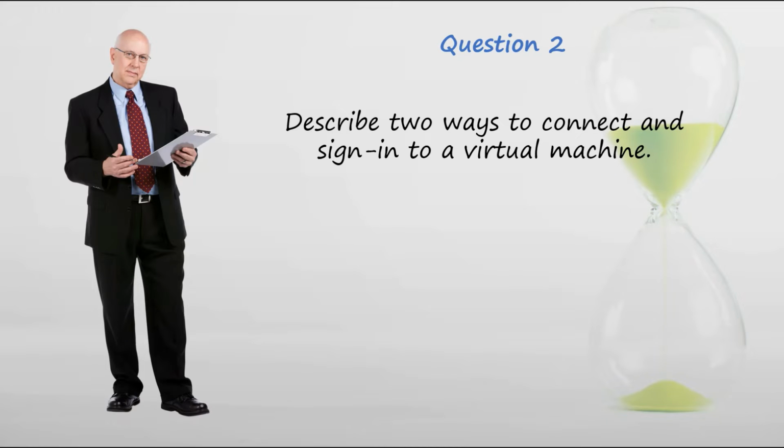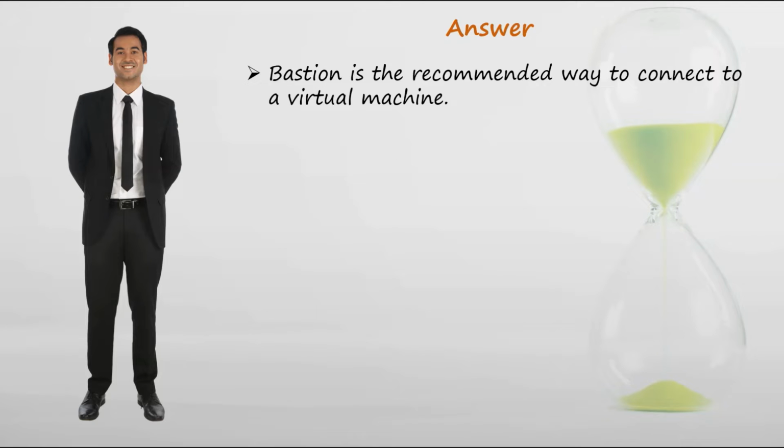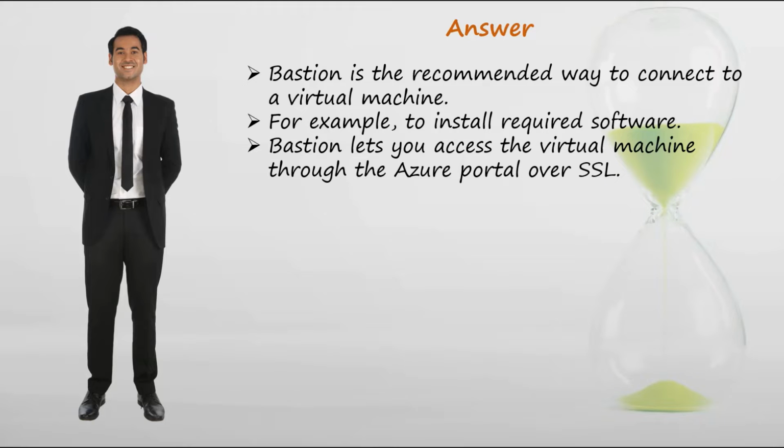Describe 2 ways to connect and sign into a virtual machine. Bastion is the recommended way to connect to a virtual machine, for example, to install required software. Bastion lets you access the virtual machine through the Azure portal over SSL.